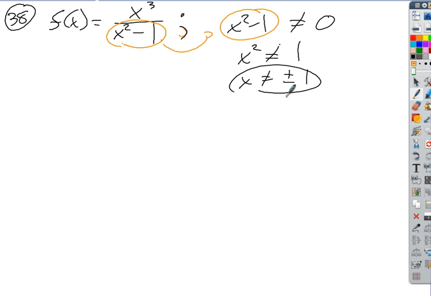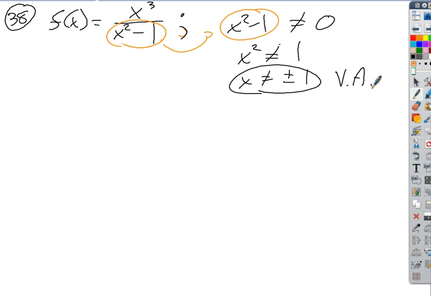Now, what's happening at those places? Not critical numbers. Why are those vertical asymptotes? Because it's 0 at the bottom but not at the top, so the function explodes. Okay, good. So those are vertical asymptotes.